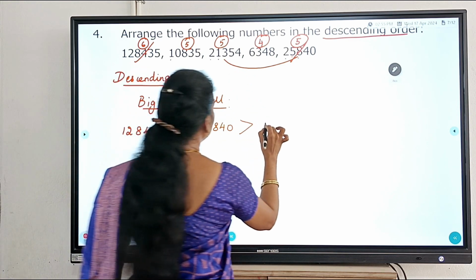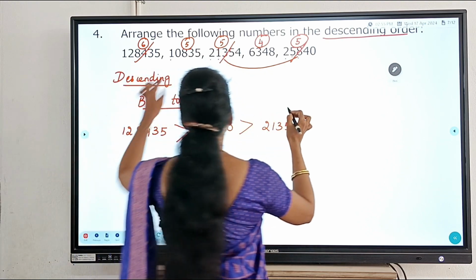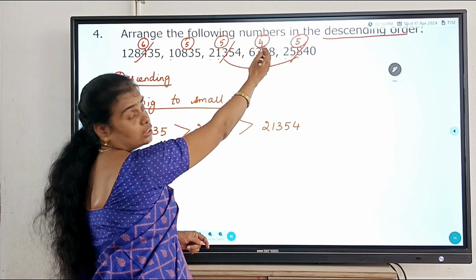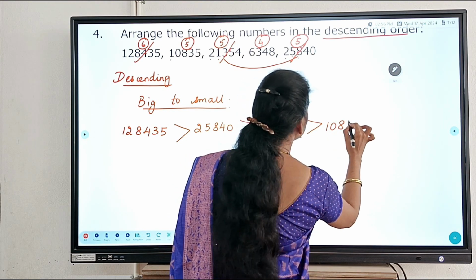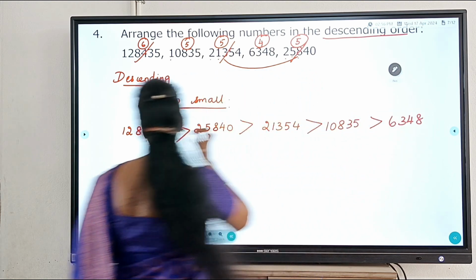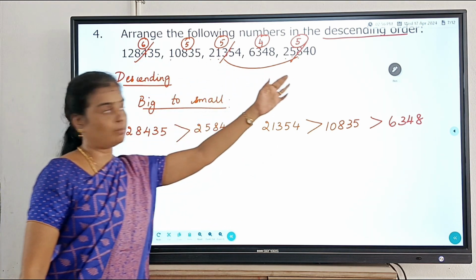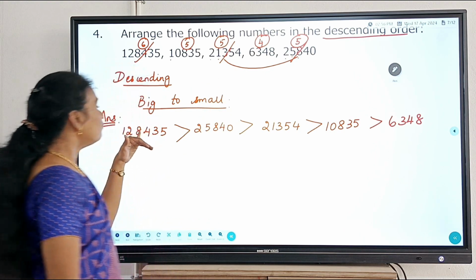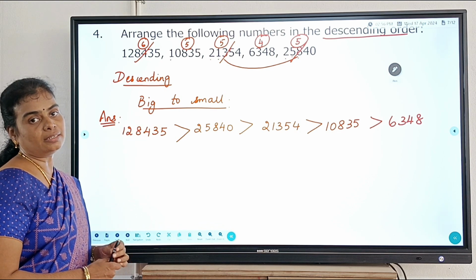And the next number will be 2, 1, 3, 5, 4 since it is also starting with 2. And when you compare these 2 numbers, this consists of 5 digits and this one has 4 digits. So the 5 digit number is considered to be bigger than the 4 digit number. So 1, 0, 8, 3, 5 here and at the last 6, 3, 4, 8. So this will be the answer for this sum. So when any number of numbers are given, you have to compare all these numbers together and find out the biggest number of the given numbers, and the first number has to be written here.